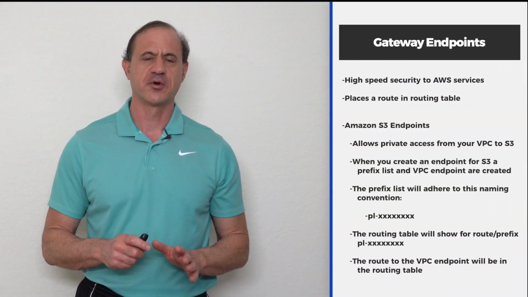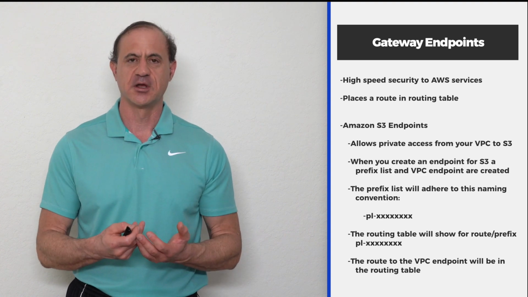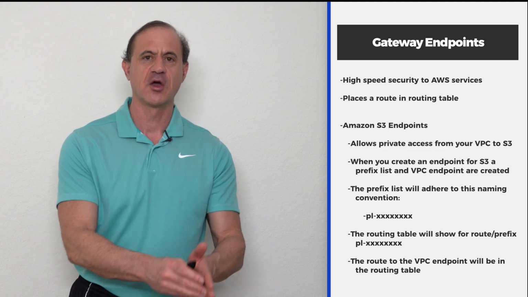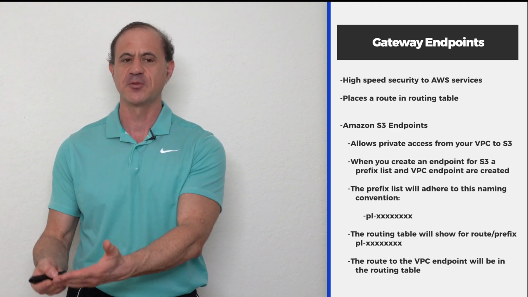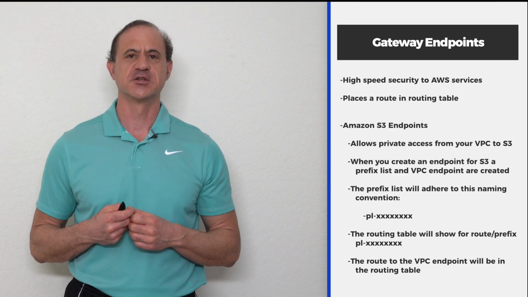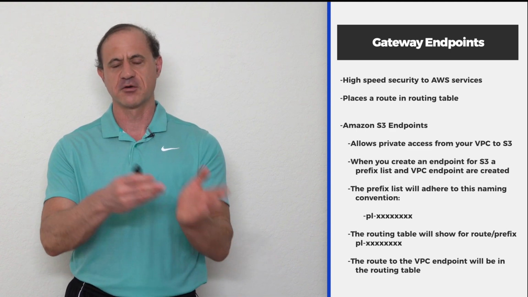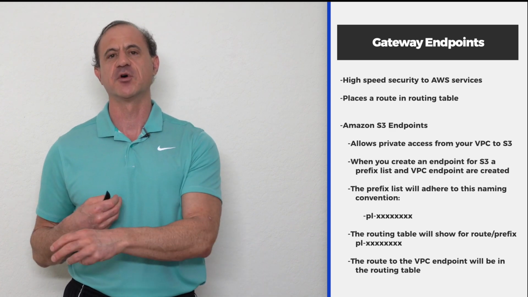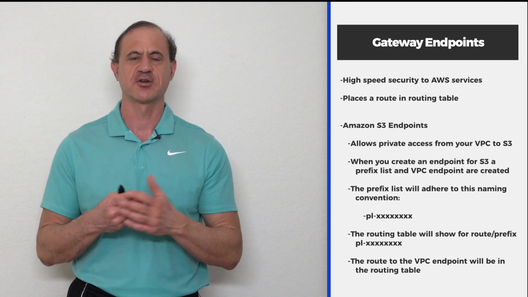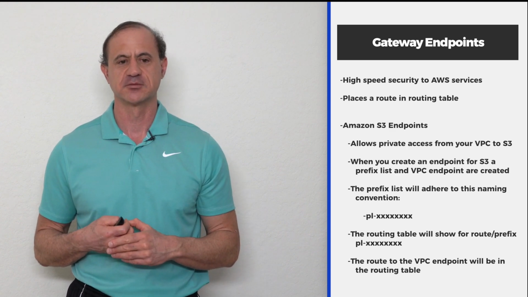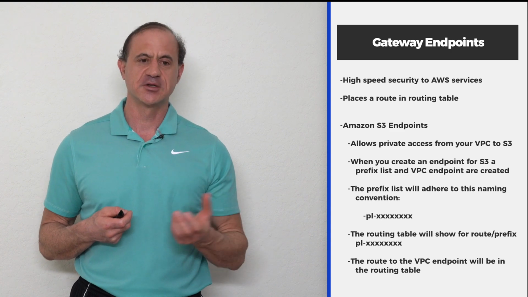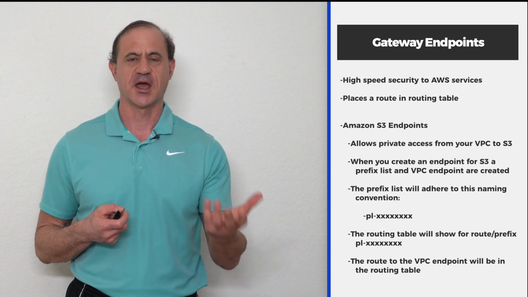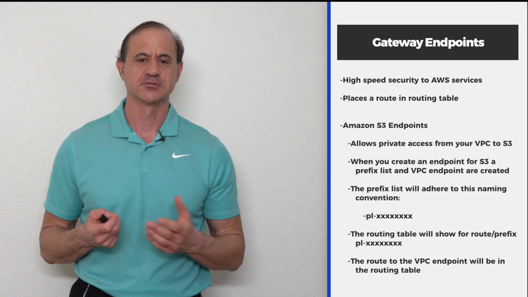A gateway endpoint is a high-speed, high-security connection to an AWS service, but it's a connection to DynamoDB or Amazon S3. That's really where you're going to be using this. And the way this works is you're going to create the endpoint, connect to the endpoint, and it's going to place a route in the routing table to reach whatever's on that endpoint. And that's how it's going to work. It's going to be in your VPC routing tables. And what that's going to do, as we talked about, is not going over the internet, it's going to allow private access to, say, S3 or DynamoDB from your VPC.